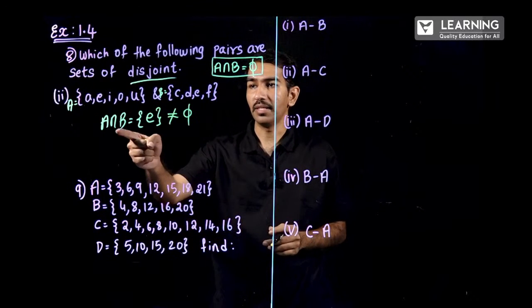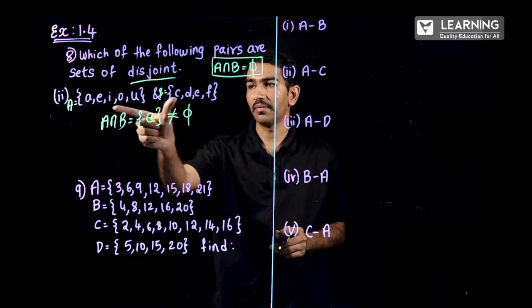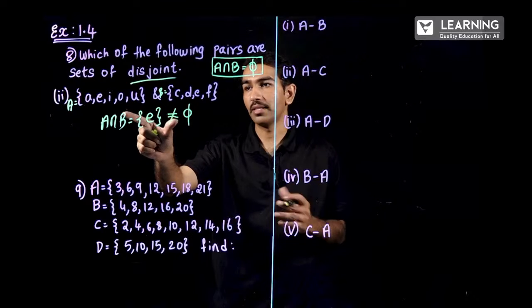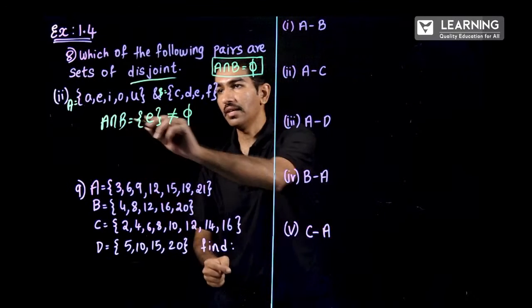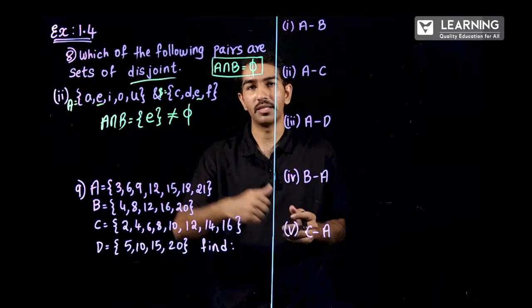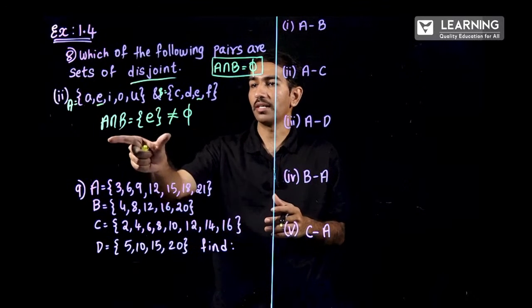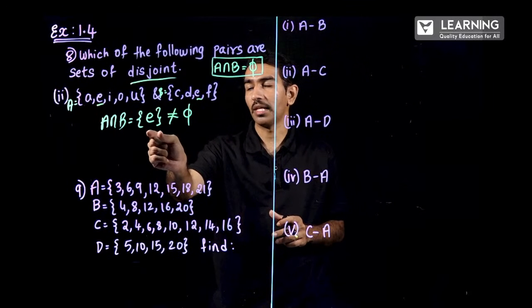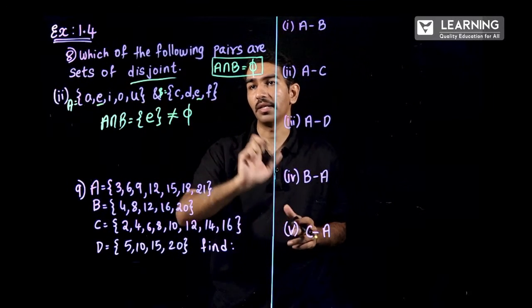Understood? If it is equal to 5, meaning there are no common elements between A and B, then A and B are called disjoint sets. But now here we have the common element E, right? So now A and B are not called disjoint sets. So this is not a disjoint set. That is their final answer. Why? Because E is the common element between set A and set B.